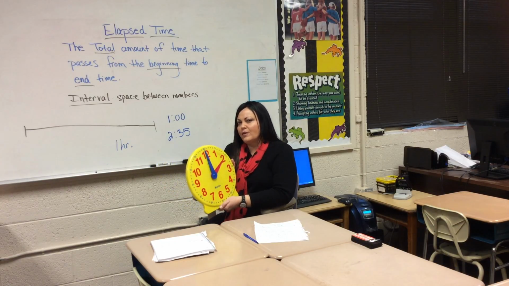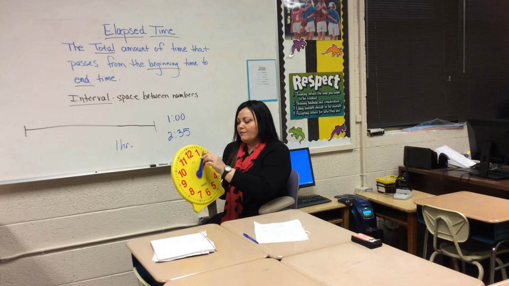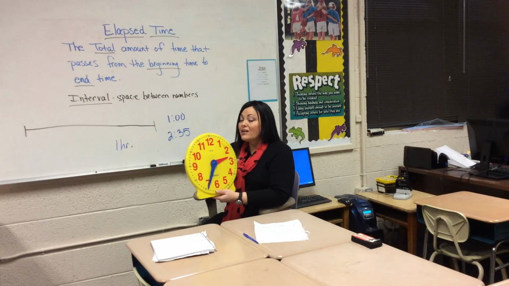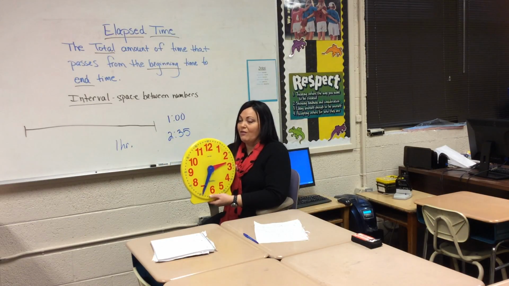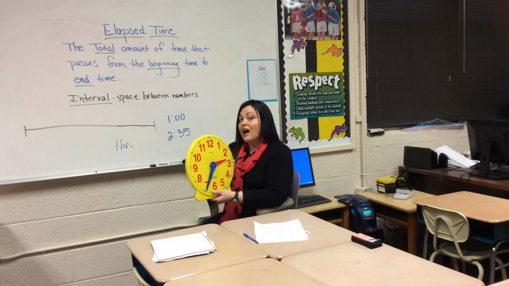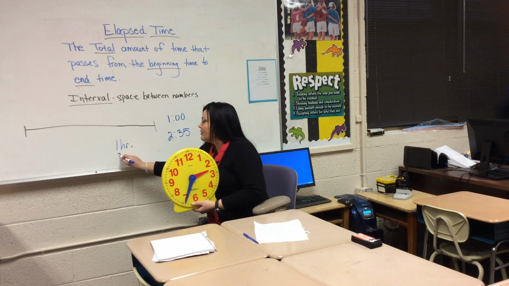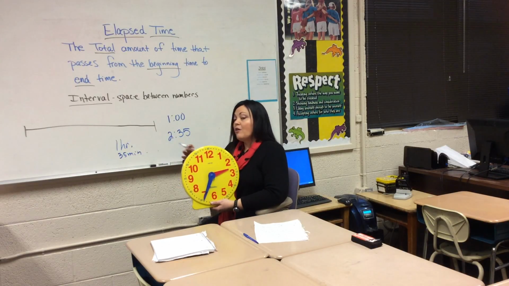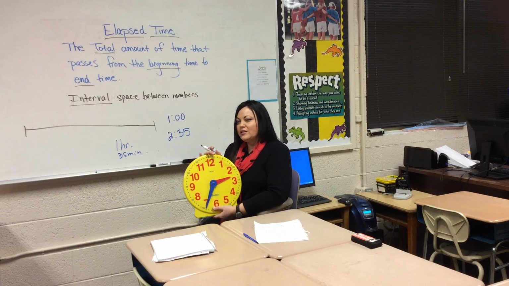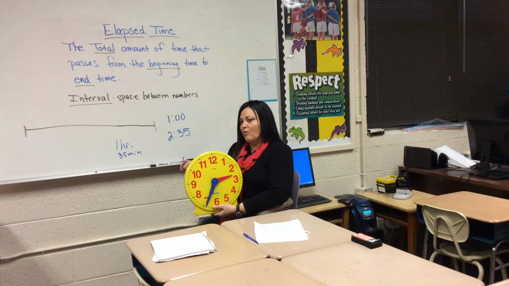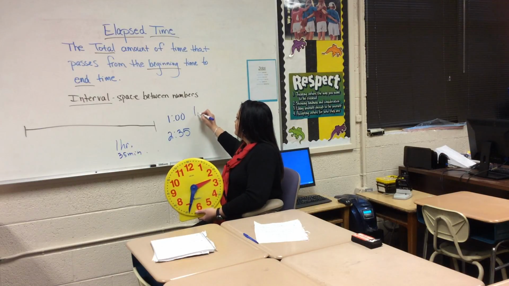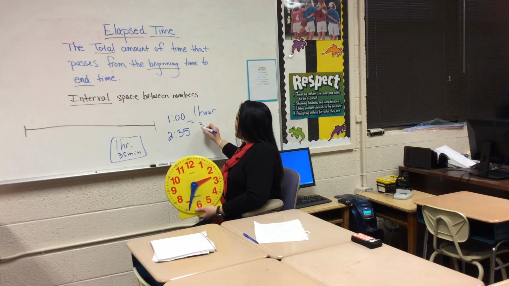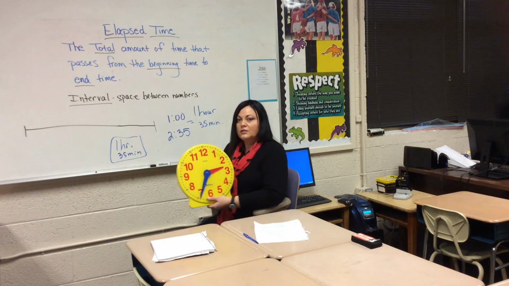So I can count in 5-minute intervals: 5, 10, 15, 20, 25, 30, 35. Now my clock is on 2:35, the time that we got out of the movies. So I need to add 35 minutes onto my 1 hour. So the total elapsed time I can figure out from using the clock is 1 hour and 35 minutes. Okay?